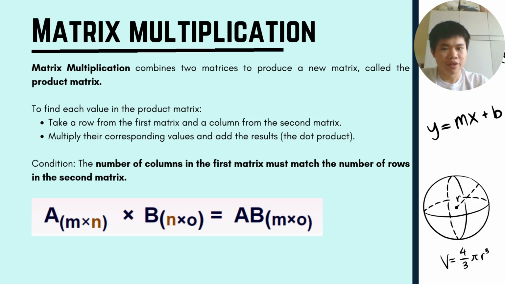So for example, you are multiplying matrix A, which has the order of 1 by 2, with matrix B, which has the order of 2 by 1. Therefore, the order of the newly formed matrix will be 1 by 1, which has 1 row and 1 column.